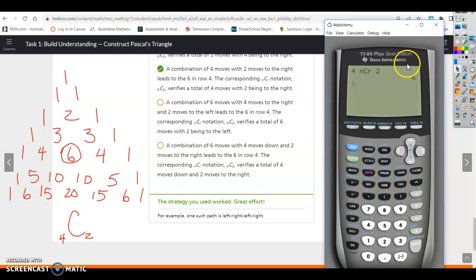So again, we will be looking at some more stuff using the calculator, but it's also a good idea to know how to make Pascal's triangle on your own.